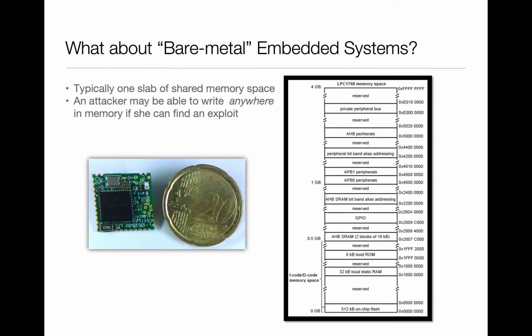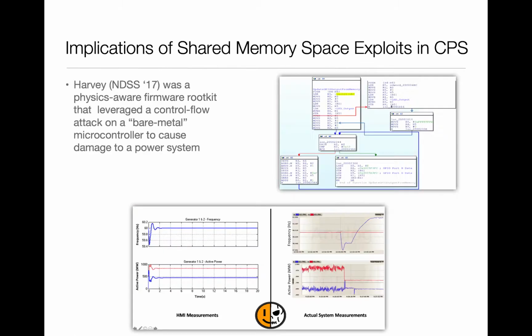And in cyber-physical systems, this has severe implications because, for example, if we compromise the web server of a drone, then we may be able to write to the GPIOs in memory that are controlling the rotors. And this was actually the premise for a paper that I worked on back in 2017 that was presented at NDSS, a physics-aware rootkit.